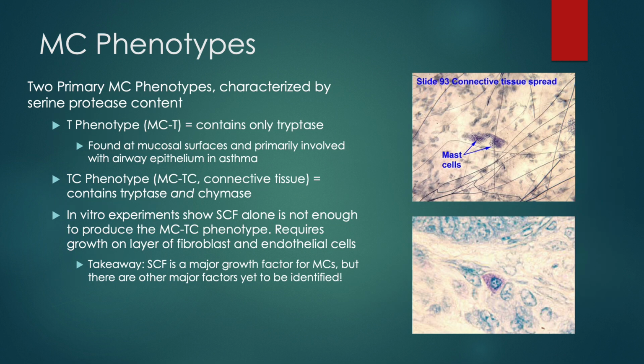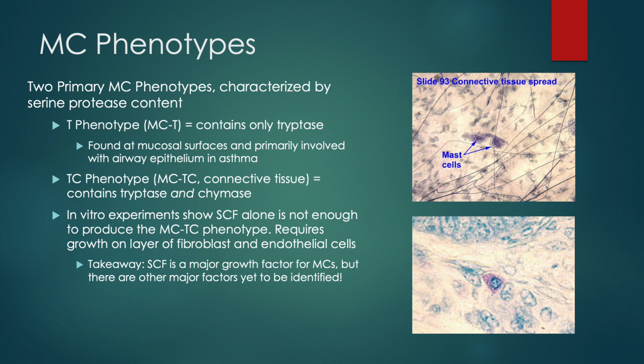As far as phenotypes, we have phenotypes that are characterized by their serine protease content. As I talked about last lecture, mast cells can be the T phenotype, meaning they only have tryptase, or they could be the TC phenotype, which means that they have tryptase and chymase. The T phenotype is most commonly found at the airway epithelium, and the TC phenotype is more found at the connective tissue.